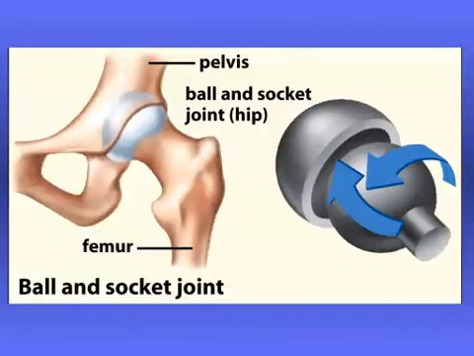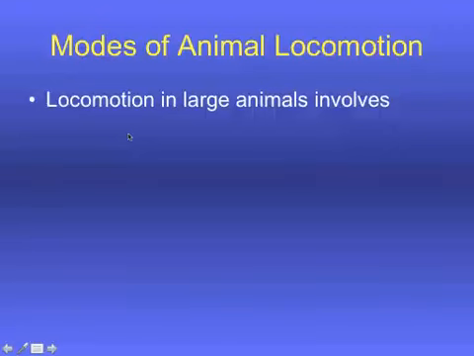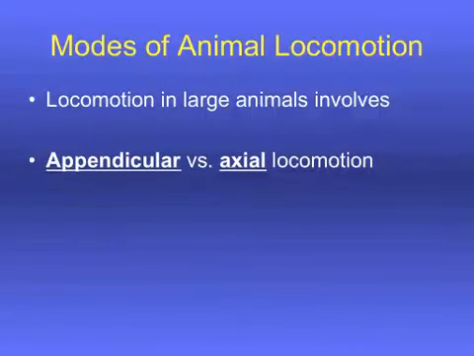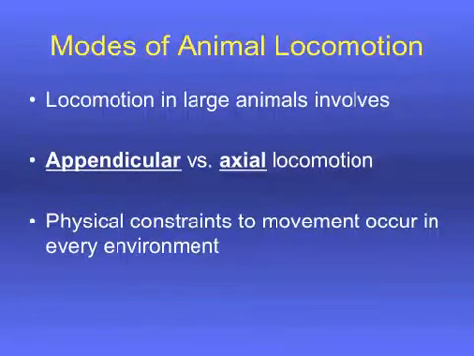Again, it's a ball and socket type joint, so in this case the hip fitting together with the femur down here at the bottom, allowing you directional movement in many, many directions. So different animals can move in different ways. We have both appendicular and axial locomotion. Appendicular locomotion is moving using the appendages. Axial locomotion is using the rest of the body to move. So it's using the main axis of the body, if you want to think of it that way, for axial type locomotion.